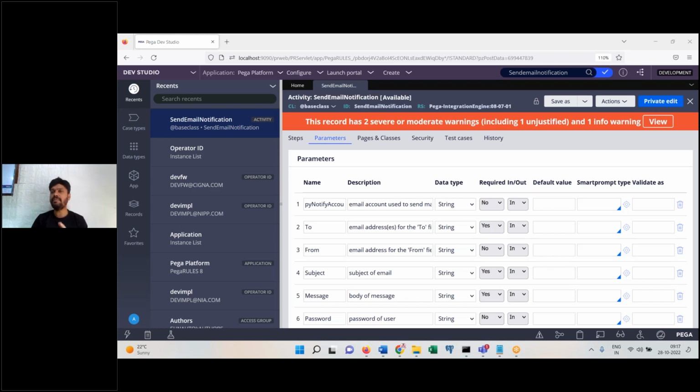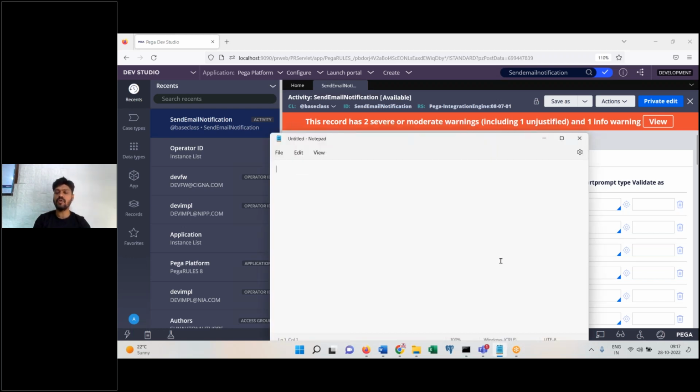Okay, I'm telling you one thing. While you are learning any technology, not only Pega, 99% of the people focus only on forward engineering. What do you mean by forward engineering? Doing things from scratch. I'll tell you an example.